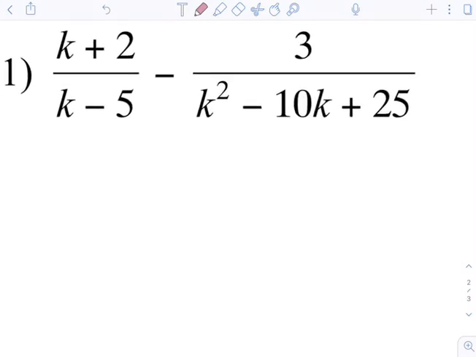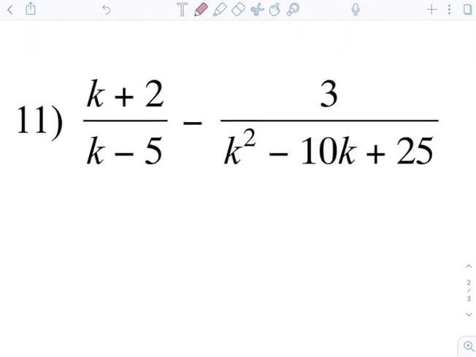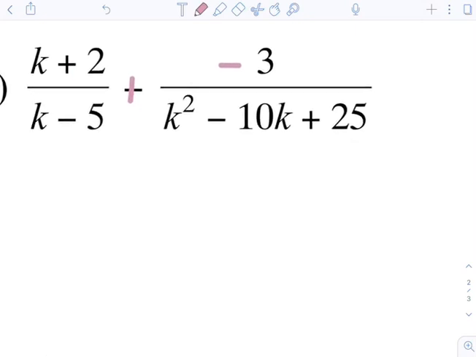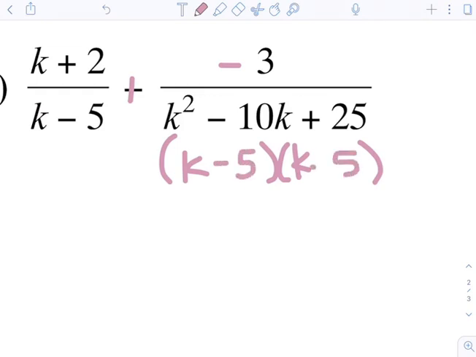Okay, on to number 11. Before I even factor, because again, we might have matching binomials once I factor, don't just combine the two right away. Factor first, but I'm going to make this addition and distribute that negative first. Okay, and I'm going to factor the second denominator, so k and k, and then it's got to multiply to be positive 25, but add to be negative 10, that's minus 5, minus 5.